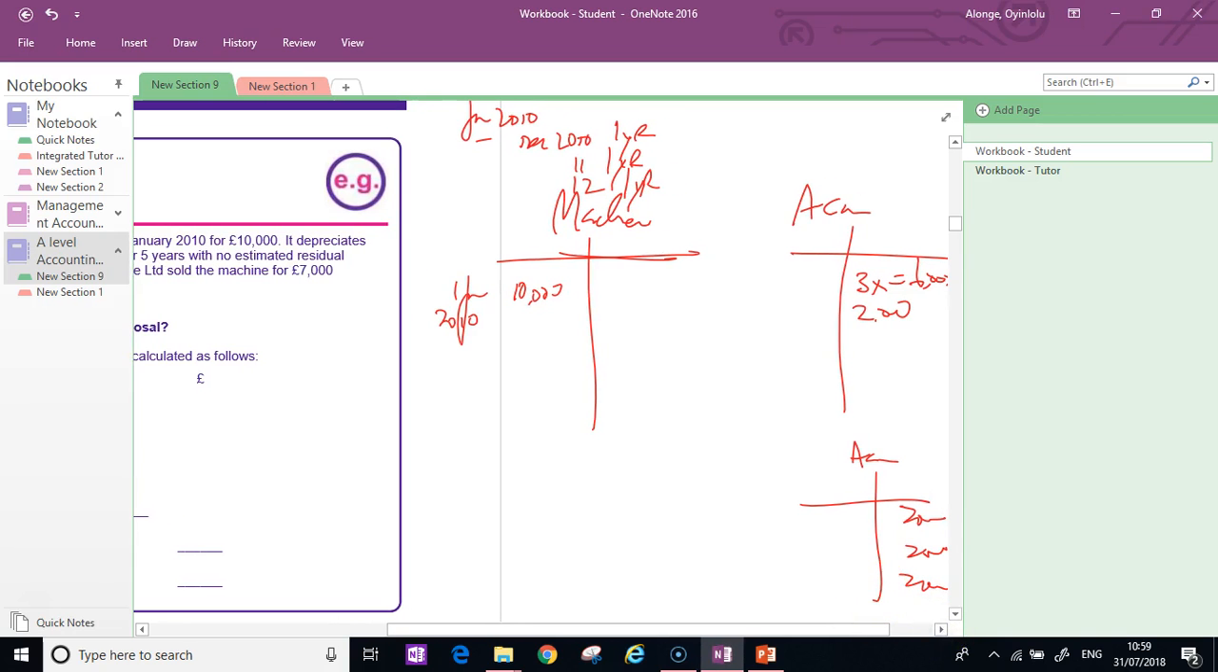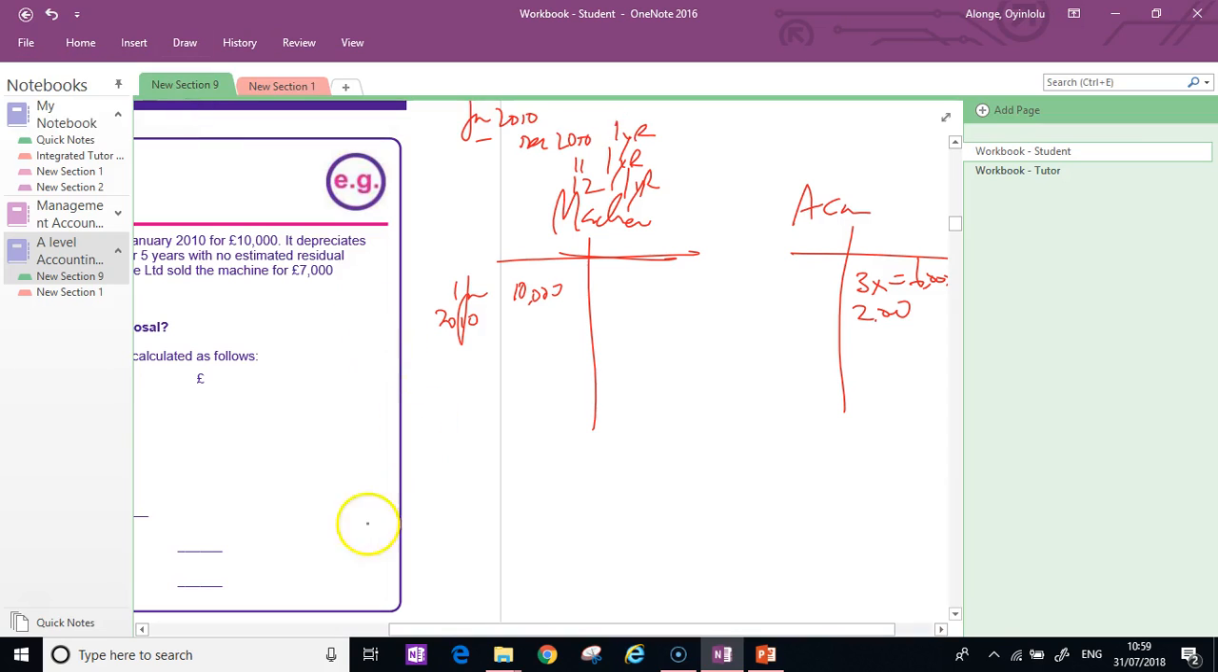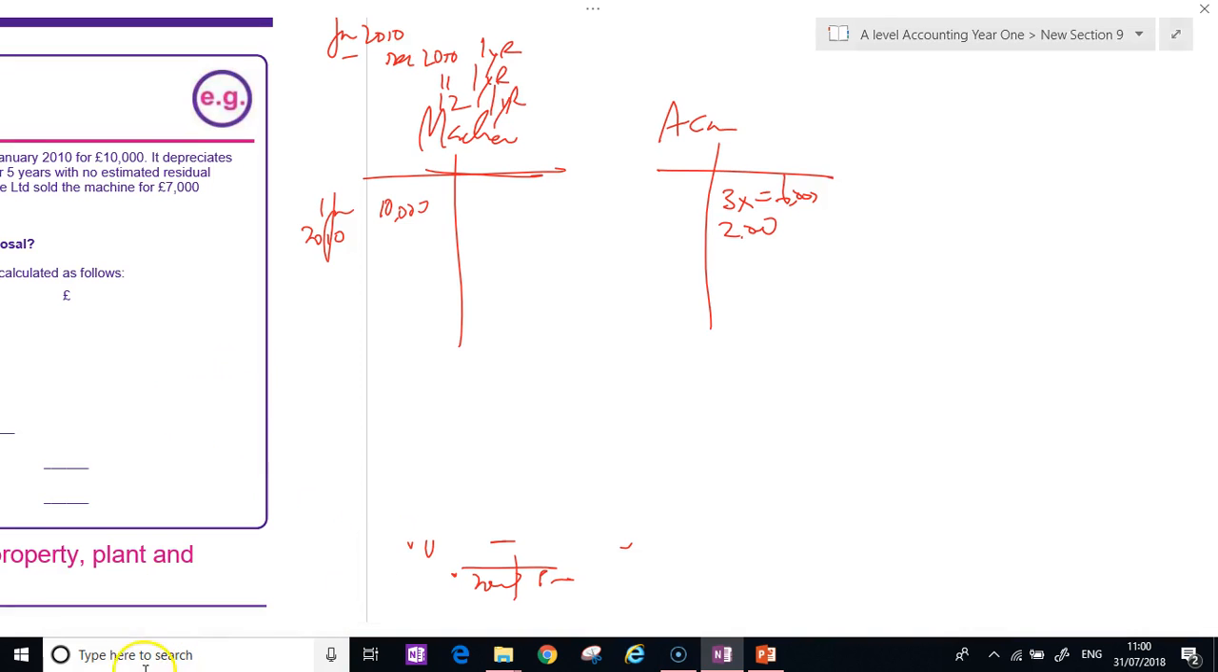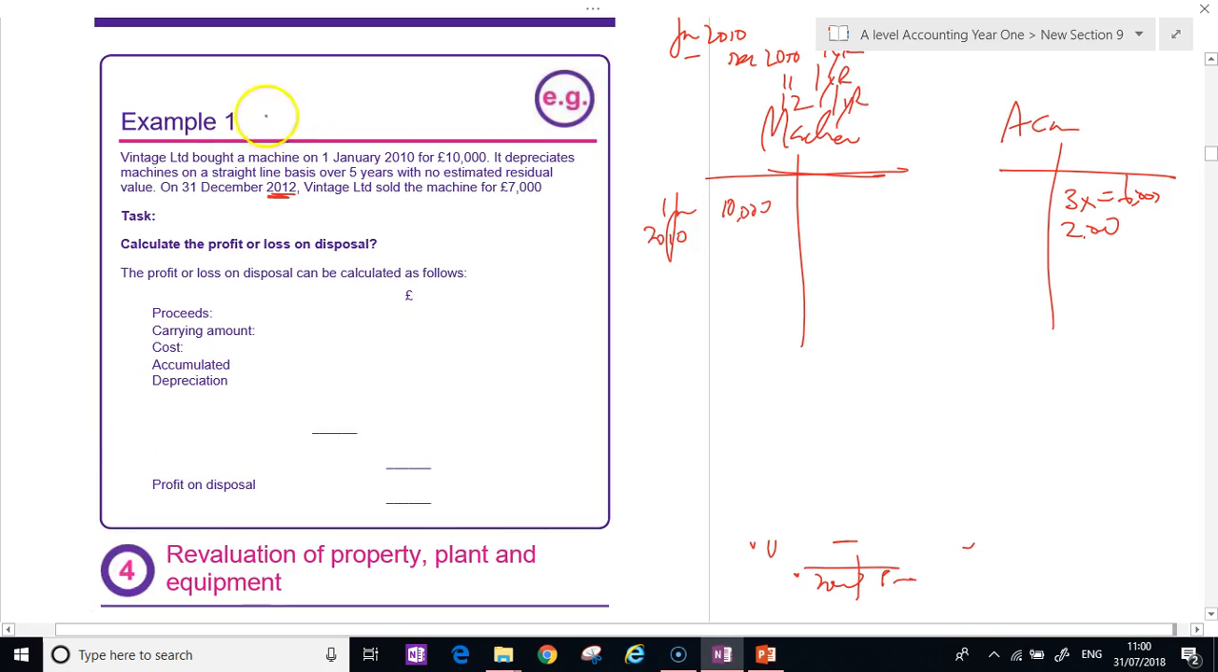So you can see that that's 6,000 anyway. The accumulated depreciation is 6,000. Okay, great. So let's carry on with this question. So if accumulated depreciation is 6,000, he said that you sold the machine for 7. So if you sold the machine for 7, we're really saying 7,000 came into the bank. Debit bank 7,000. Oh, sorry. Let's dispose. We're disposing of it.